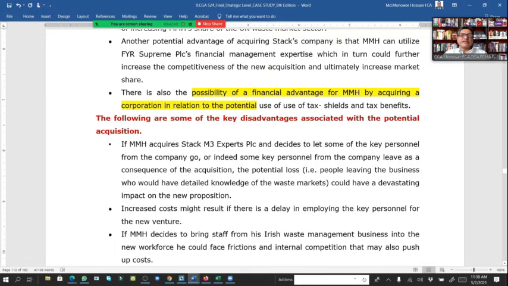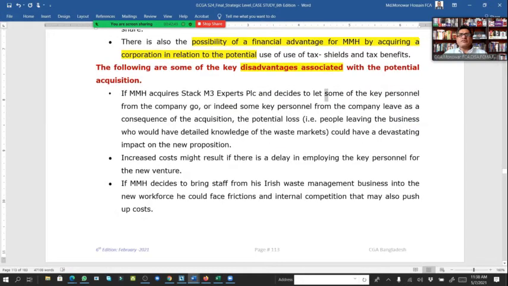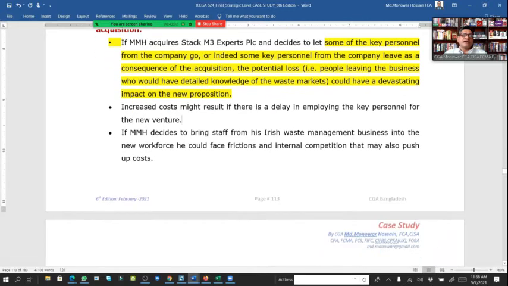And what would be the disadvantages? Some of the key personnel from the company can go to join another company, and some key personnel may leave as a consequence of the acquisition. The potential loss can happen, and an increase of cost might result from the delay of the employees, key personnel, for the new venture.